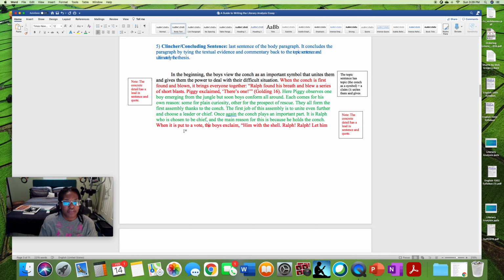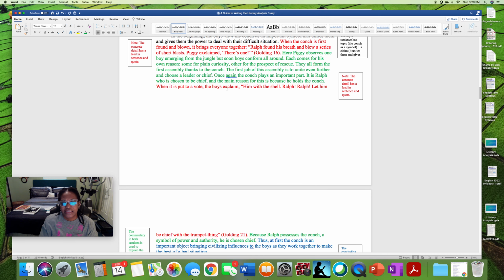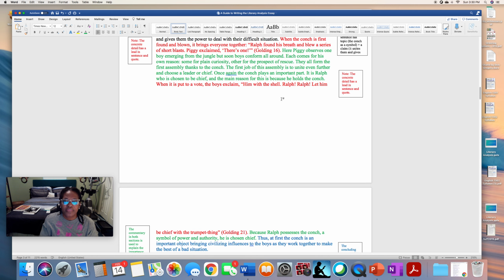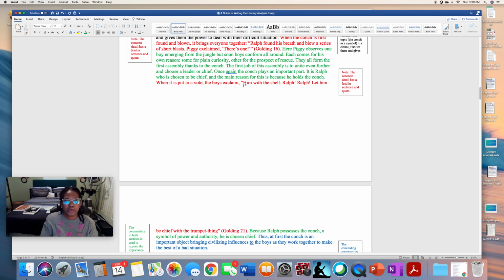The next piece of evidence, though, is again a lead-in sentence here, which could use a transition. They could have added something like, another way the conch unites the boys is when it's put to a vote, the boys exclaim. This could use a transition sentence or a transition phrase there, but they're going to put another quote, and this time it's a one-sentence quote, so their commentary is also going to be about a sentence. Here you have more quotes, so you're going to have more sentences of commentary.